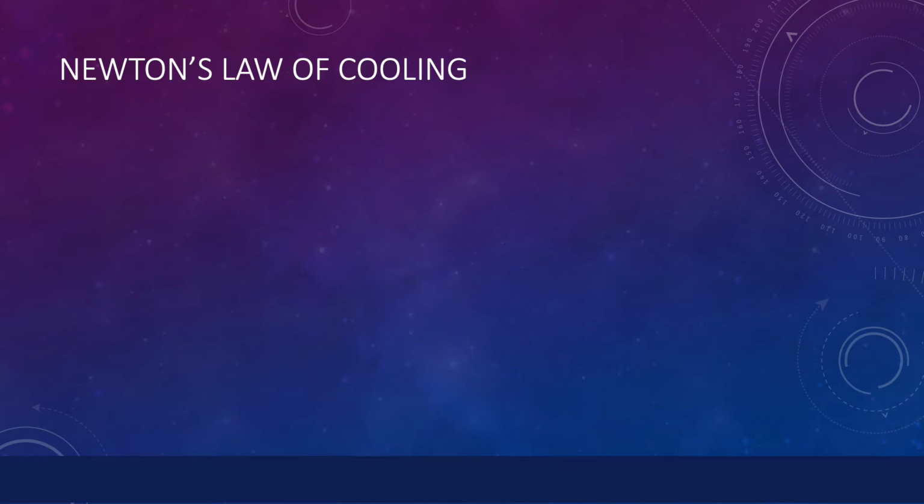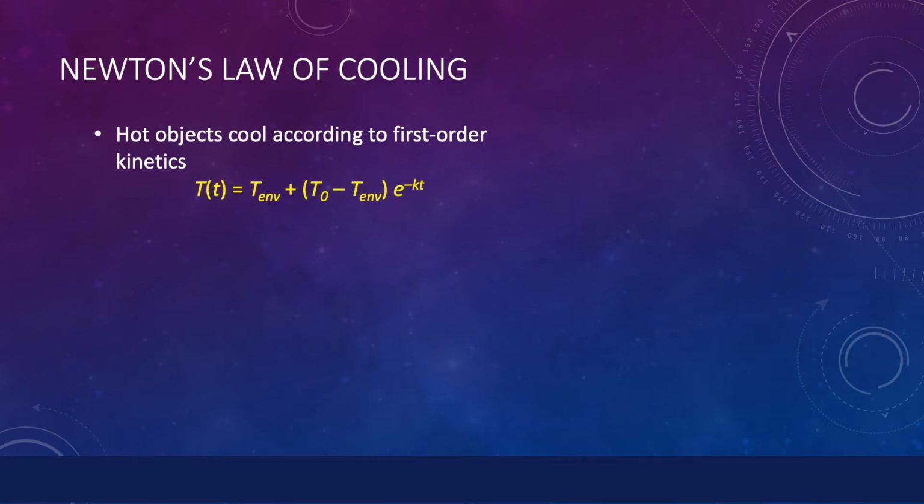We're going to start by looking at this from the perspective of Newton's law of cooling. What that law of cooling basically says is that hot objects cool according to a first-order kinetic process. So here's a description of how the temperature changes as a function of time. Temperature is capital T and time is little t in this equation. The T with the subscript env is the temperature of the environment, so it's the ambient temperature of the location of the object that is cooling. And T0 is the initial temperature that it has.